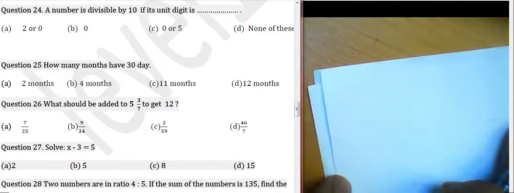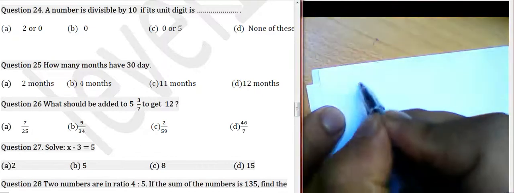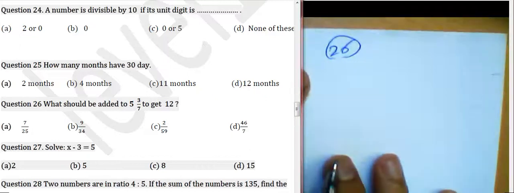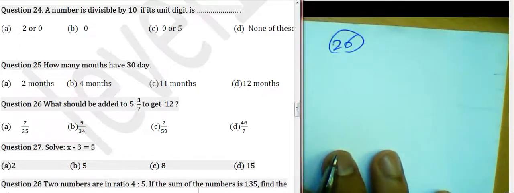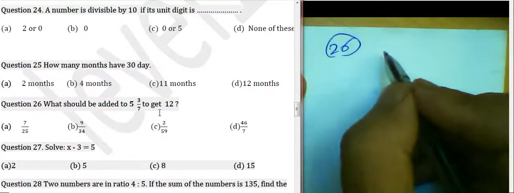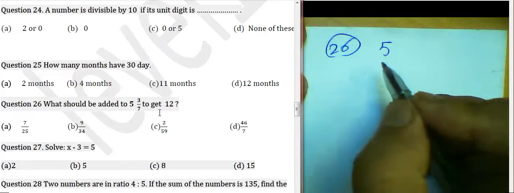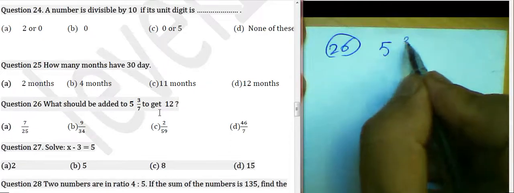What should be added to 5 and 3 over 7 to get 12? Question 26. What should be added to 5 and 3 over 7 to get 12? We must know what should be added to 5 and 3 over 7.